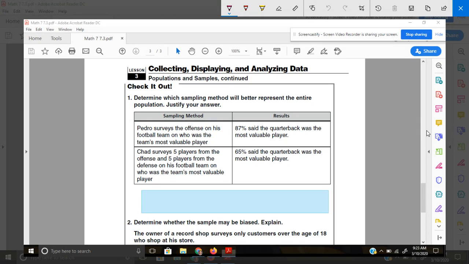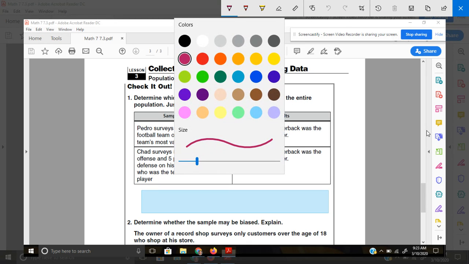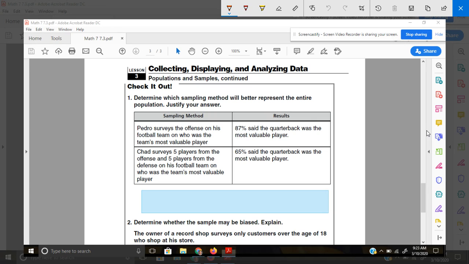It says determine which sampling method will better represent the entire population. So we've got Pedro, who surveys the offense on his football team on who was the team's most valuable player, and 87% said it was the quarterback. Chad surveys 5 players from the offense and 5 from the defense on his football team on who was the MVP, and 65% said the quarterback was. Whose method is a better representation of the entire population?